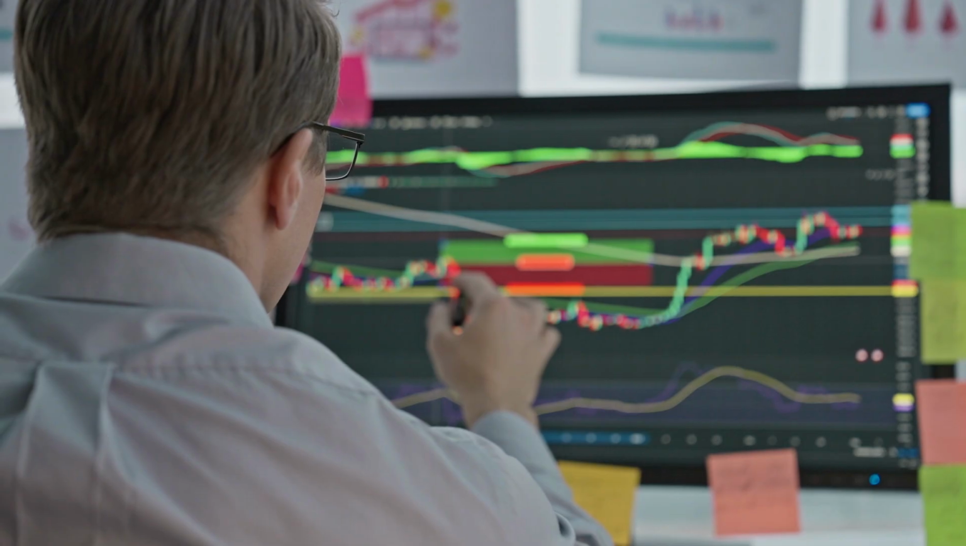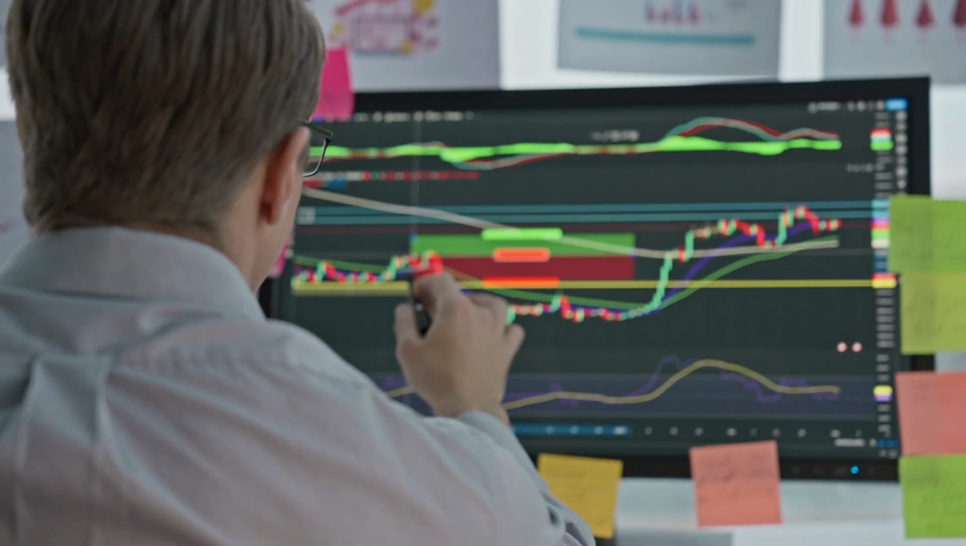The third pattern is head and shoulders. This is a bit more complex but incredibly powerful. It does not form in just one session. It shows a real shift in the balance between buyers and sellers.